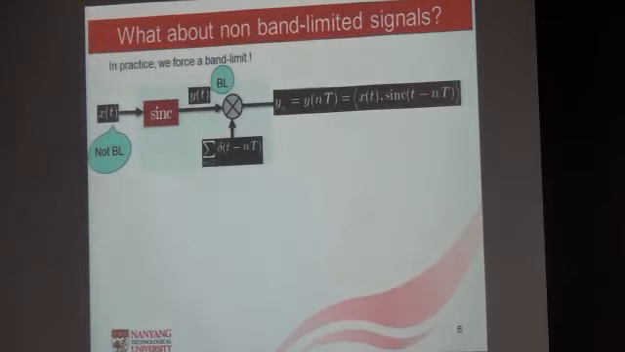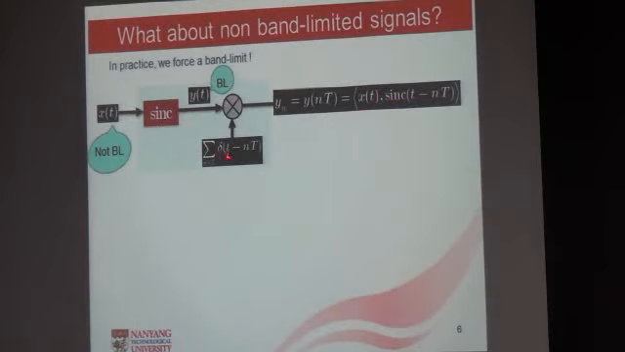Now, of course, in practice, signals are not always band-limited, so what do we do? Well, we force it to be band-limited. Okay, so this is what we do. Here we assume that x of t is not band-limited. How do we band-limit it? Well, we convolve it with a sinc. We filter it with a sinc, which has a certain band limit. And then we have y of t, a new signal which is band-limited, and we redo the same procedure.